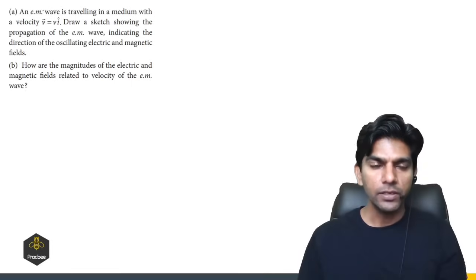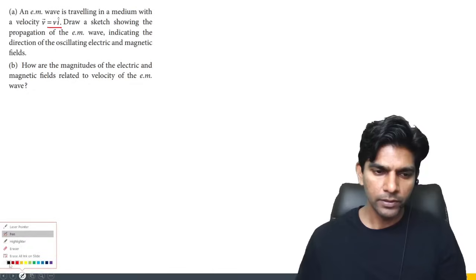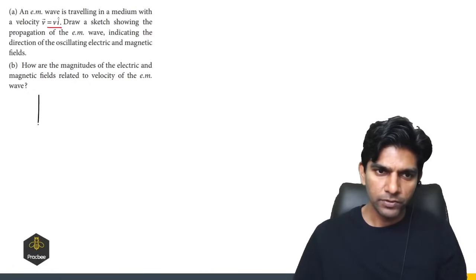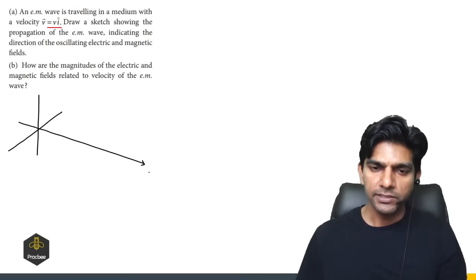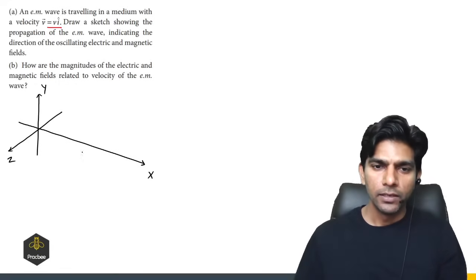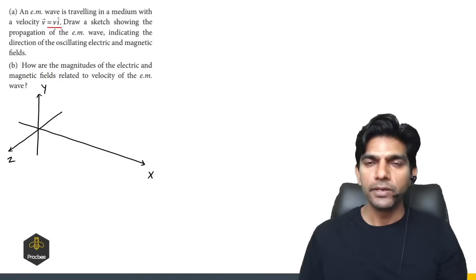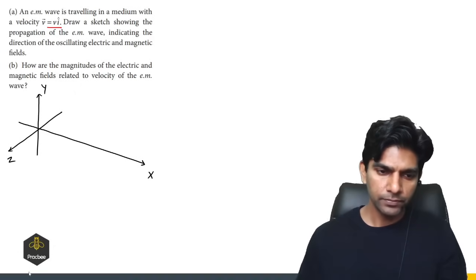Now let us see some questions. An EM wave is traveling in a medium with a velocity v i cap. Draw a sketch showing the propagation of the EM wave, indicating the direction of the oscillating electric field and the magnetic field. That we have already seen in the animation. So if I show three mutually perpendicular directions, this is the x direction, this is the y direction, this is the positive z direction. So x is the direction of propagation that is given, and it is propagating with the speed v in that direction.